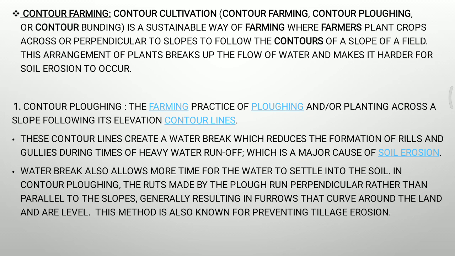In contour plowing, the ruts made by the plow run perpendicular rather than parallel to the slopes, generally resulting in furrows that curve around the land and are level. So all the slopes, whatever is there, it will mainly stop the water from flowing out. This method is also known as preventing tillage erosion.